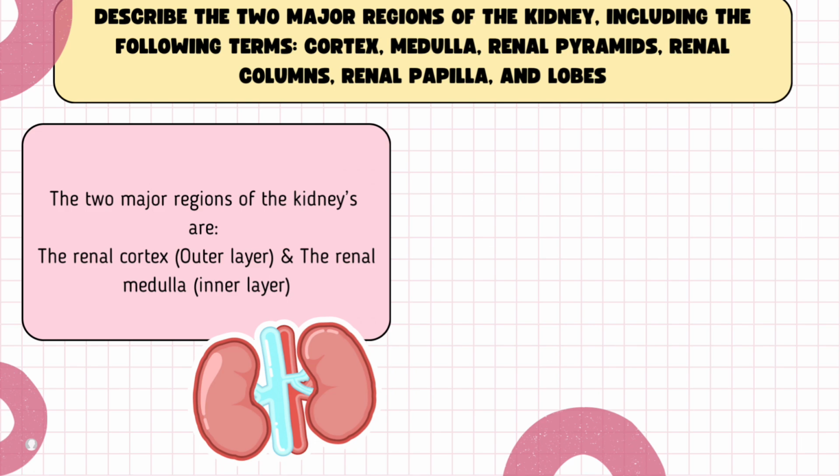Renal pyramids are cone-shaped structures within the medulla, and they're made up of collecting ducts and nephron loops, with their pointed ends projecting into the renal pelvis. Renal columns are extensions of the renal cortex that extend between the renal pyramids. They act as a supportive framework for blood vessels. The renal papilla is the apex of each renal pyramid where urine is collected before entering into the collecting ducts. And the renal lobe is a single renal pyramid that surrounds cortical tissue and forms a functional unit within the kidney.